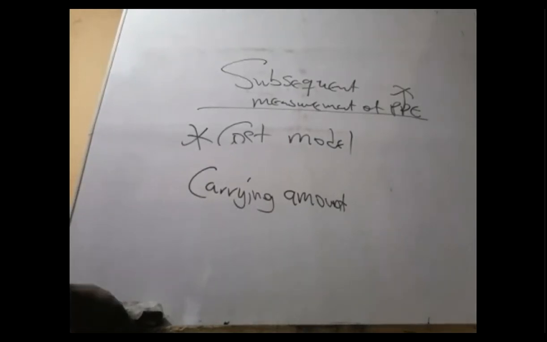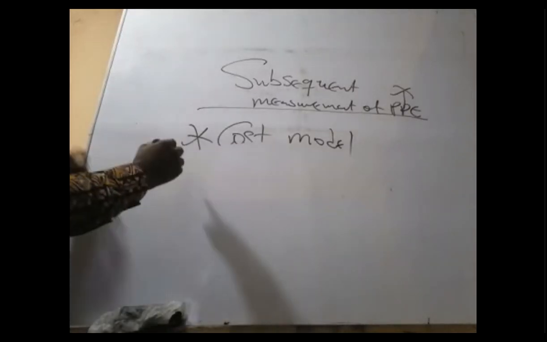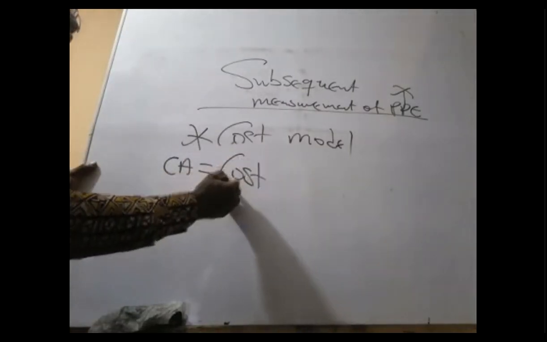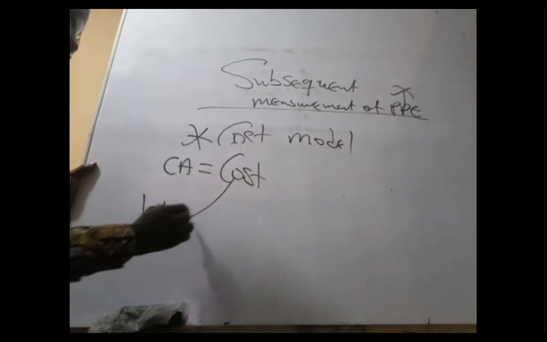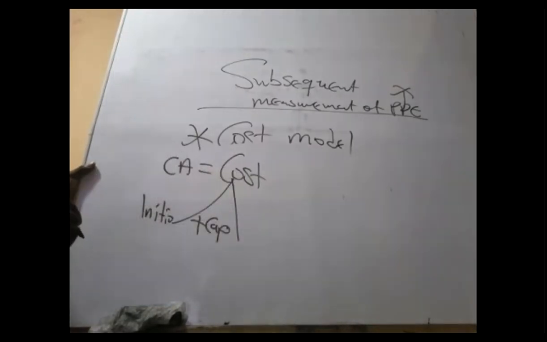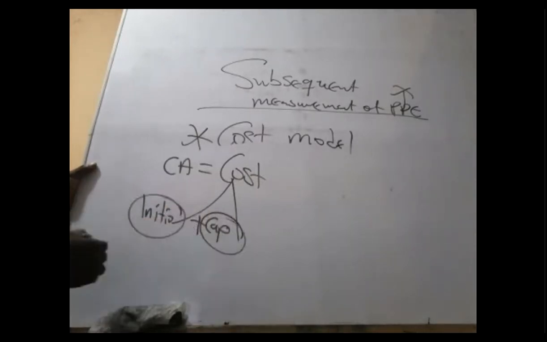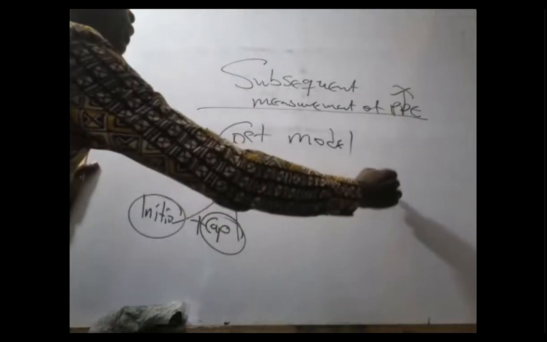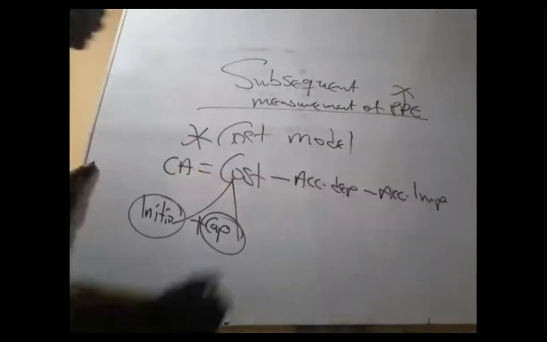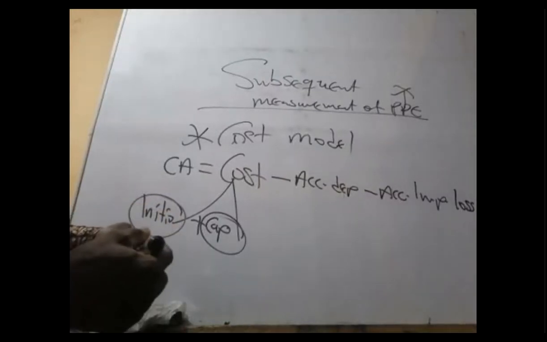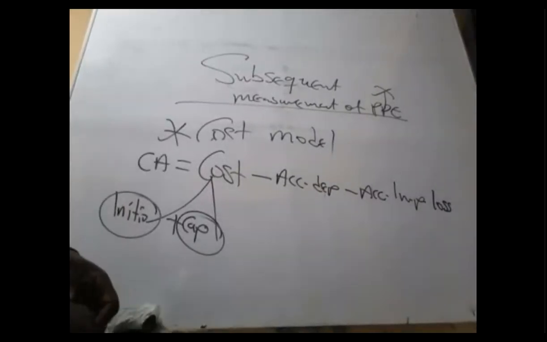So let's see. Under the cost model, the carrying amount is equal to: get the cost of the asset, which starts from the initial cost plus any capitalized cost up to date. So these two, add them together, less accumulated depreciation, less accumulated impairment loss. And that is the formula that we are going to use to determine the carrying amount of an asset.